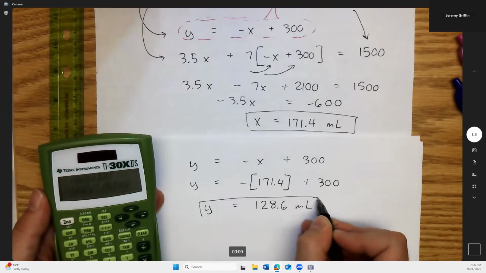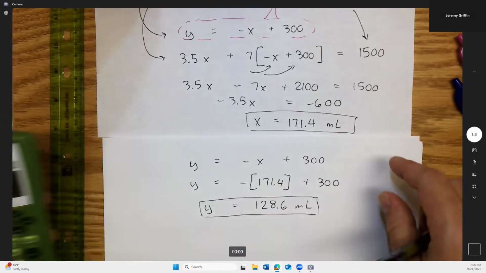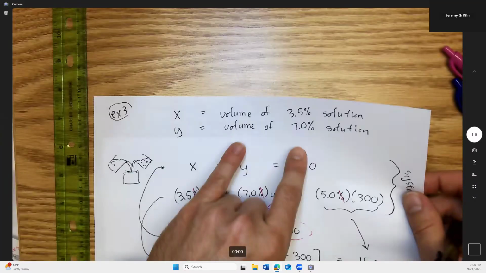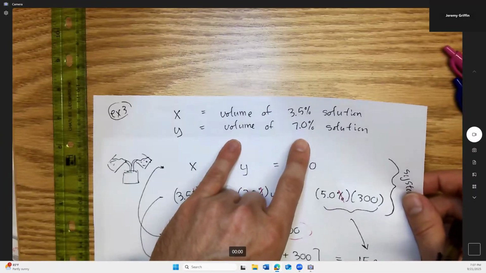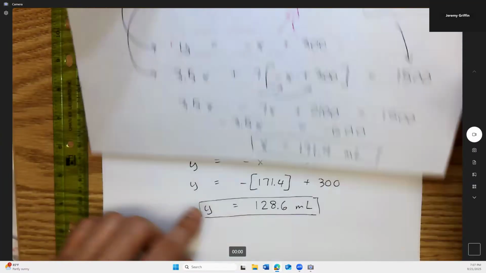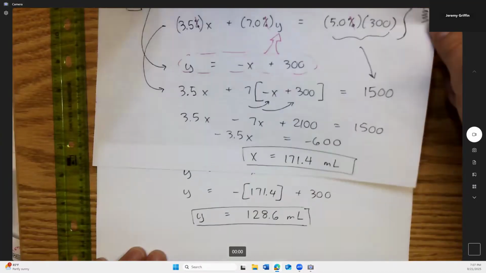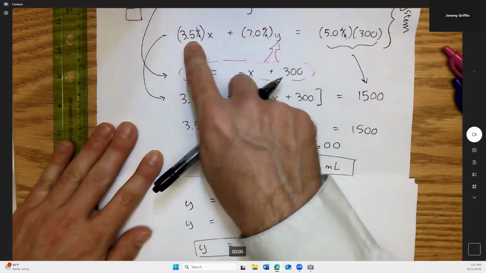I got my x value and my y value. Remember, back to the beginning, the x was the 3.5% solution, the y was the volume of 7% solution. So there's my answer right there. And last check, does this work in the original equation or the other?